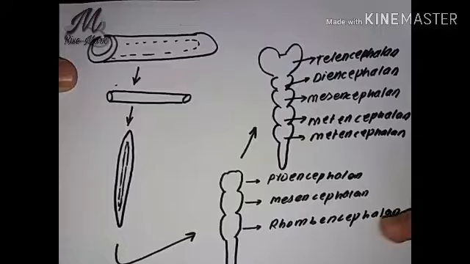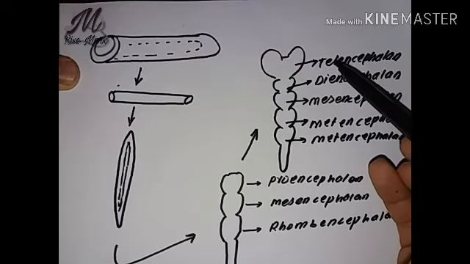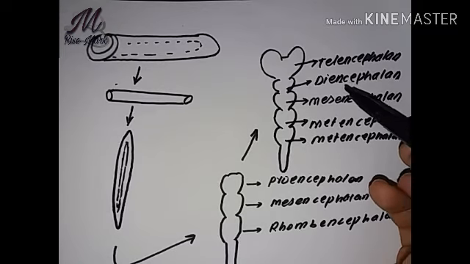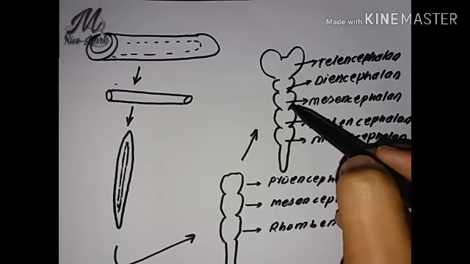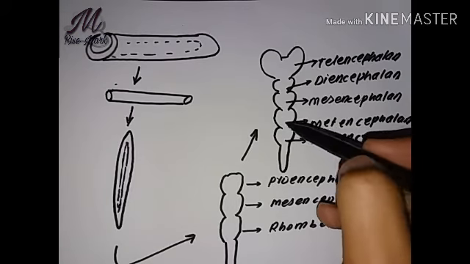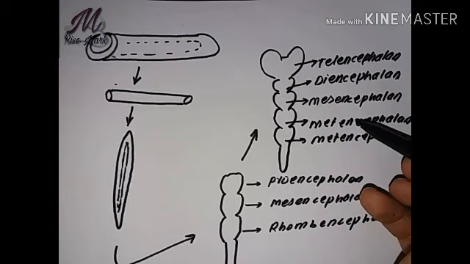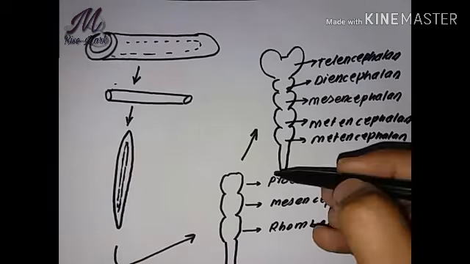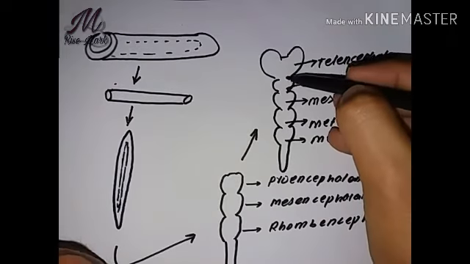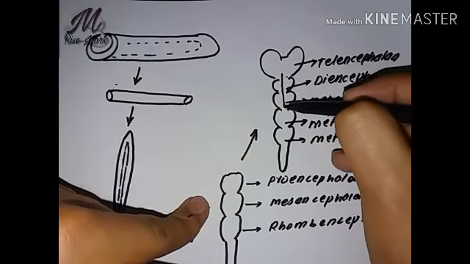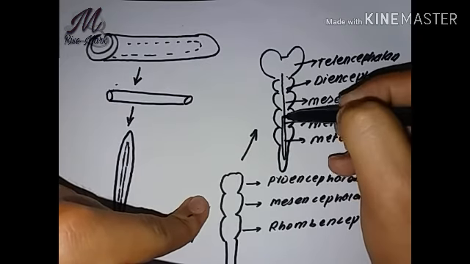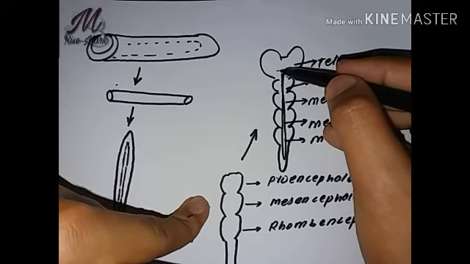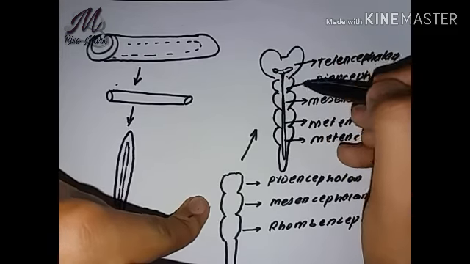From the telencephalon, the two cerebral hemispheres will develop, and from the diencephalon, the thalamus, hypothalamus, pituitary, and optic vesicle will form. From the mesencephalon, of course, the midbrain; from the metencephalon, the pons and cerebellum will form; and from the myelencephalon, the medulla oblongata will develop. Of course there is the central CSF-filled cavity, and it will diverge laterally along with the hemispheres.